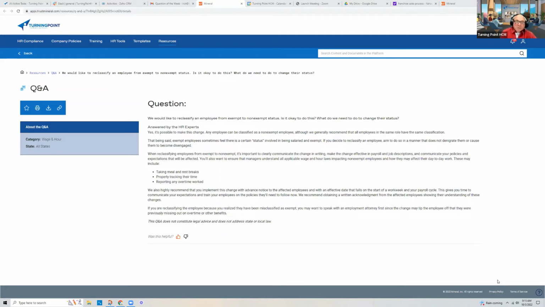We also recommend that when you implement this change, you give plenty of advance notice to those employees and create an effective date that coincides with a brand new payroll cycle so you're not running afoul there. This gives you time to communicate your expectations, train the employees on the policies, and we recommend obtaining written acknowledgement from those employees that are being affected by this.